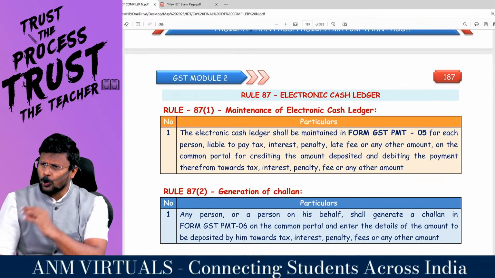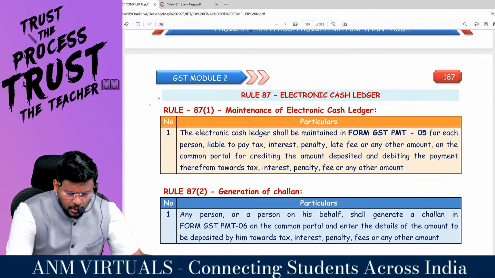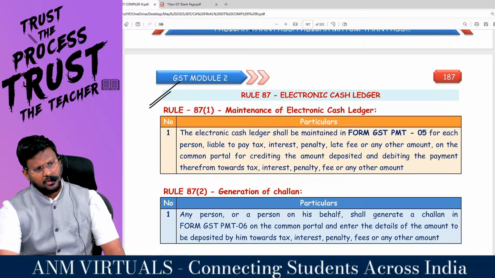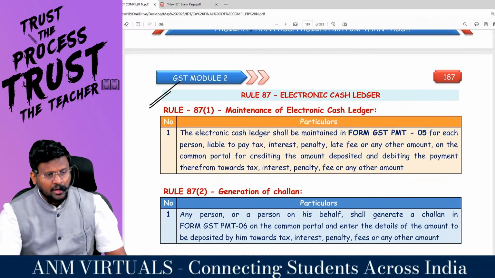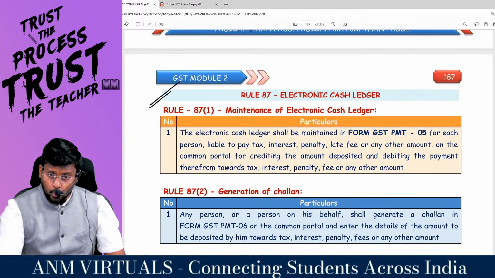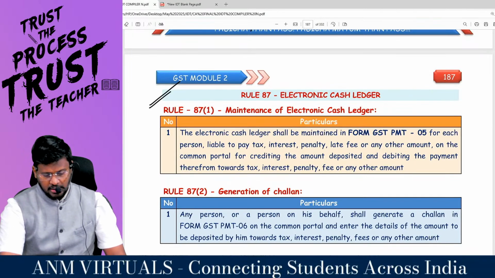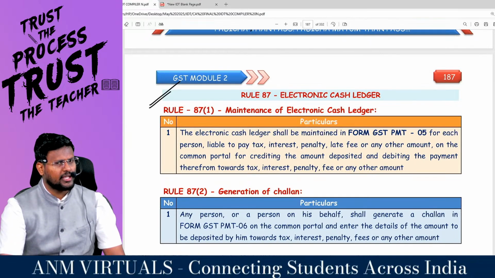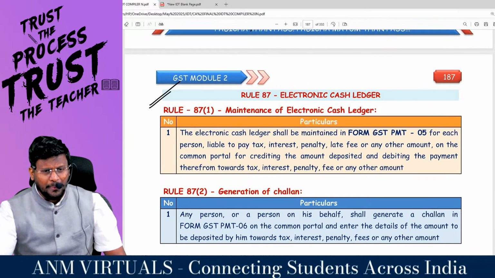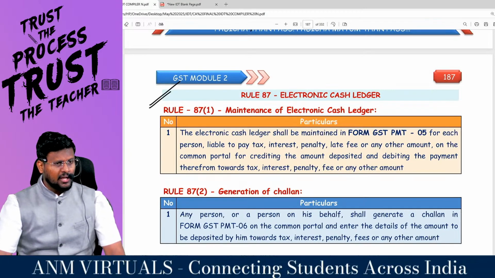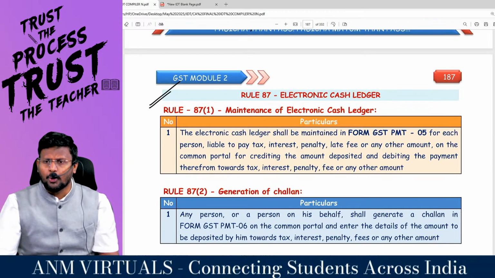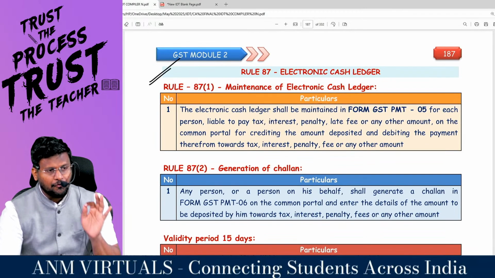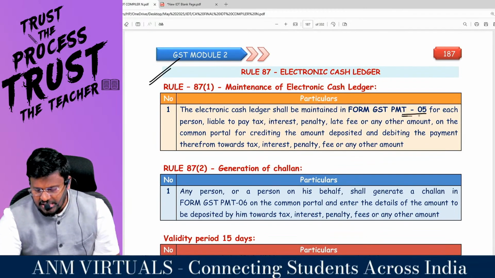We have a specific rule, number 87, to talk more about the electronic cash ledger. Rule 87 sub rule 1, maintenance of electronic cash ledger. You tell me, sir, are you going to maintain the electronic cash ledger in your books of accounts or in the common portal? The electronic cash ledger shall be maintained in form GST PMT 05.